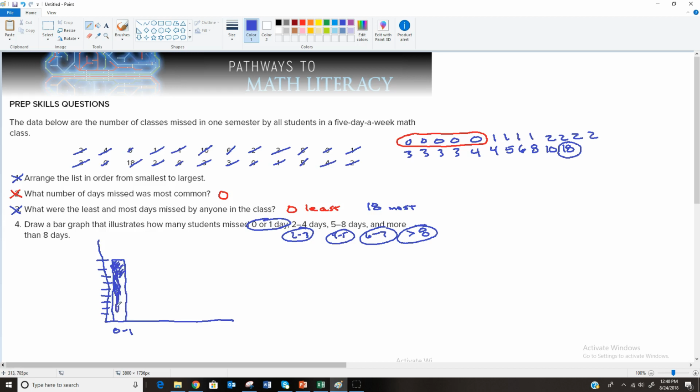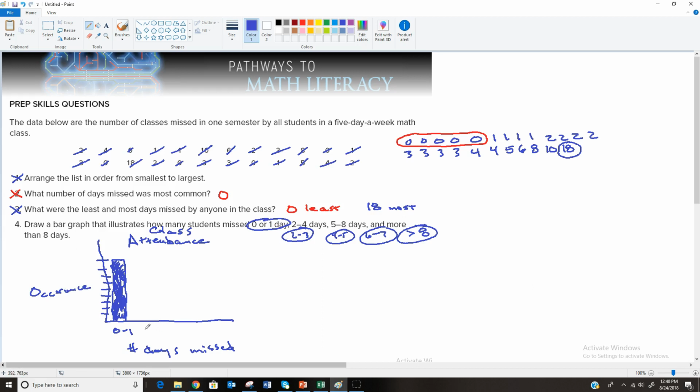And I should label my graph, of course. I could say attendance for a title, class attendance, and here I could put number of days missed. And then over here I could say, it's hard to write sideways, I really should write this sideways, but I'm not going to try, occurrence. So how many students missed each of those.